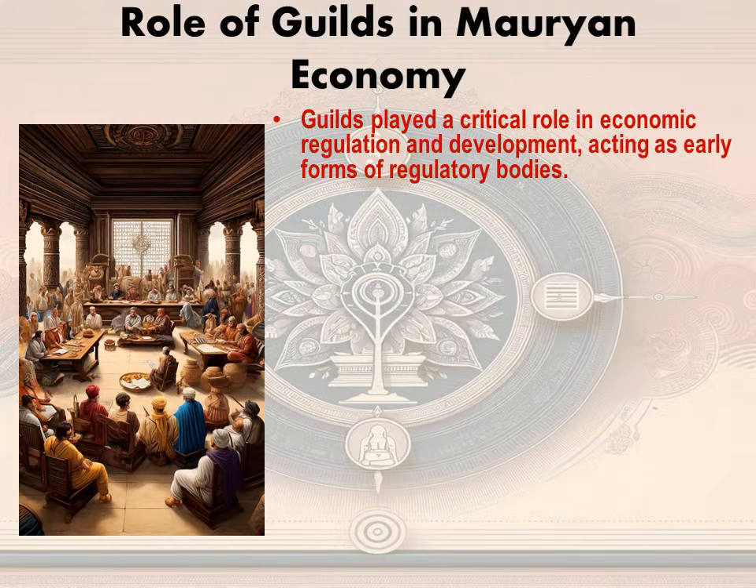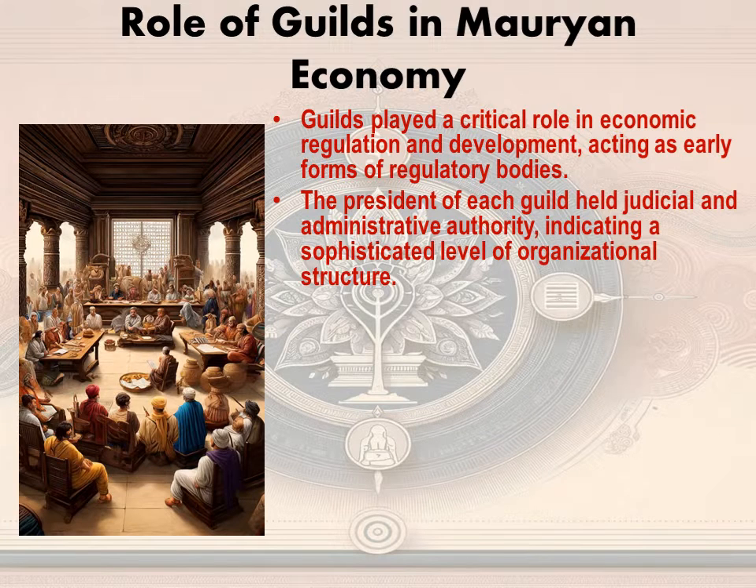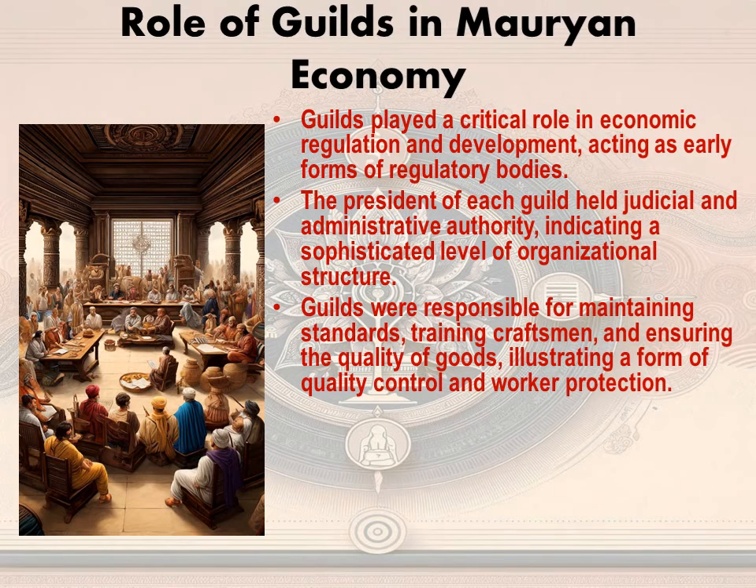Thus, guilds played a critical role in economic regulation. The president of each guild held judicial and administrative authority, indicating a sophisticated level of organizational structure. So, the president or the head of the committee of elders in any sector of specialized trading activity had some judicial and administrative authority, which indicates the sophistication of organizational hierarchy in the field of trade.